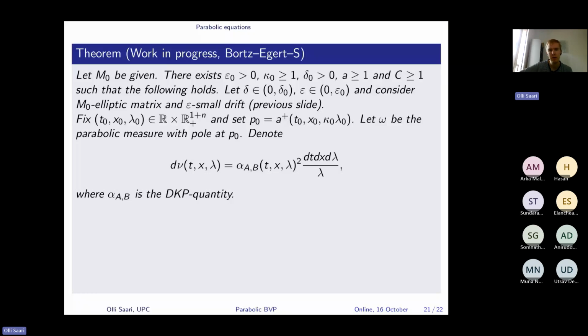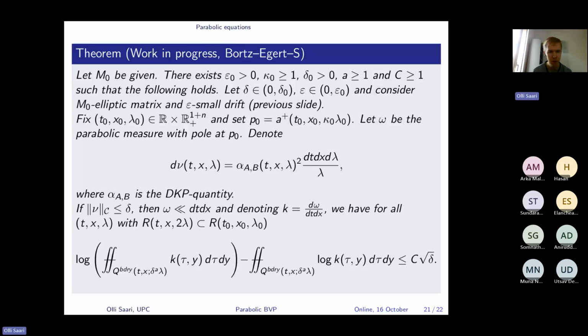We have the smoothness quantity for the coefficients as before, and then the theorem is as before. So if the smoothness quantity is delta small, then the caloric measure for this equation has the following estimate. This is a kind of perfect analogy of the elliptic one, except instead of working with pole at infinity, we now work with finite pole. And this was the main technical achievement of this parabolic thing.